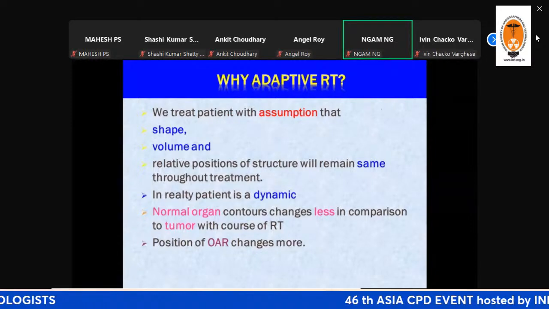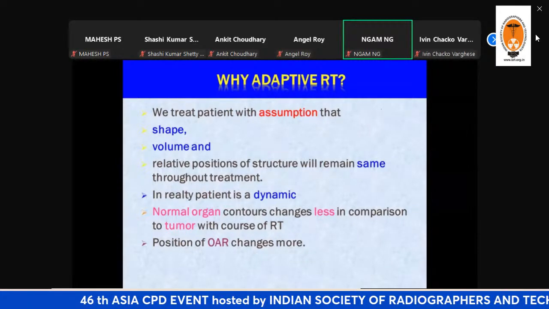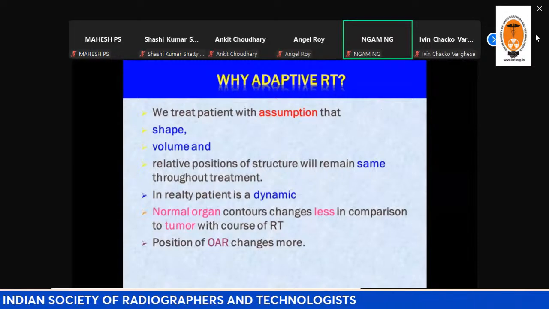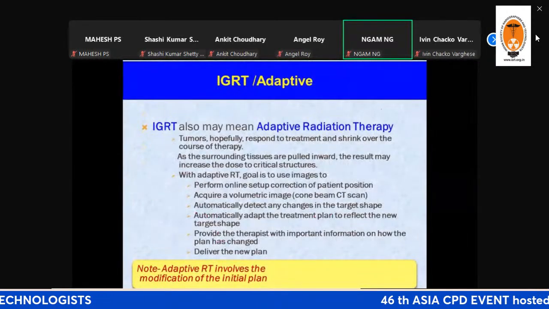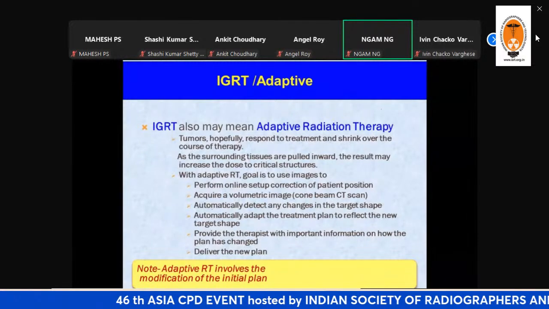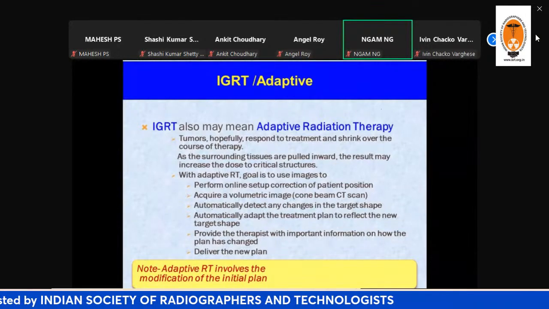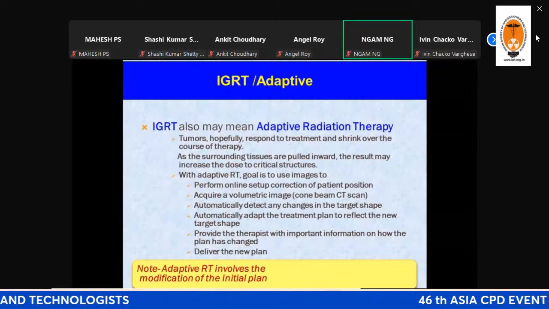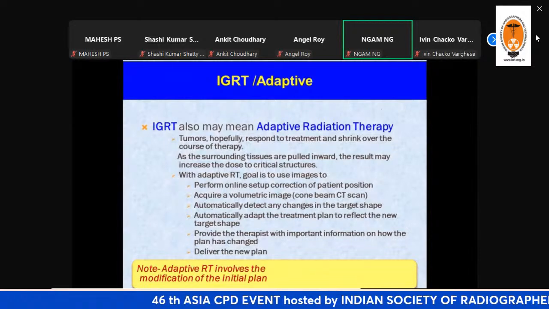In reality, as we said, the patient is dynamic. Normal organ contours change less in comparison to the tumor over the course of radiotherapy, so the position of the organ at risk changes more. So IGRT also means adaptive radiotherapy. The tumor hopefully responds to treatment and shrinks over the course of therapy. As the surrounding tissues are pulled inward, the result may be an increased dose to the critical structures, because the PTV shifts. Maybe a kidney comes in between, or some other critical organs come in between.